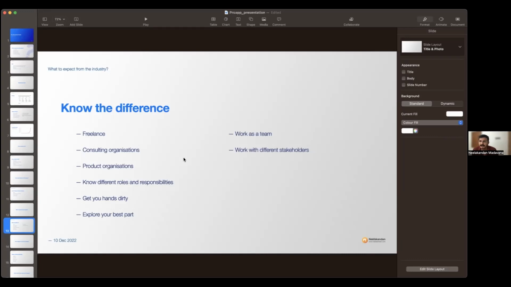No, you will have to work with different other stakeholders. If you are in a consulting agency, definitely, or in a product organization, or in an agency, definitely you will have to work with the developers, the testers, the project managers, people who don't even know what design is all about. In freelance, you might not, maybe you will, it depends.